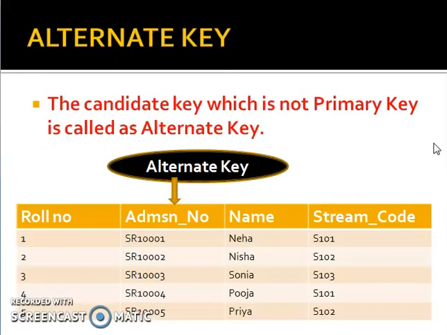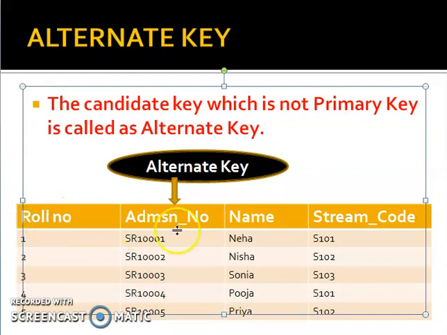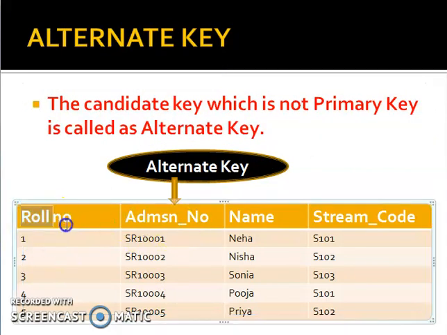So the next topic is the alternate key. The alternate key is very easy. The candidate key which is not a primary key is called an alternate key. So we have selected roll number and admission number as candidate keys.